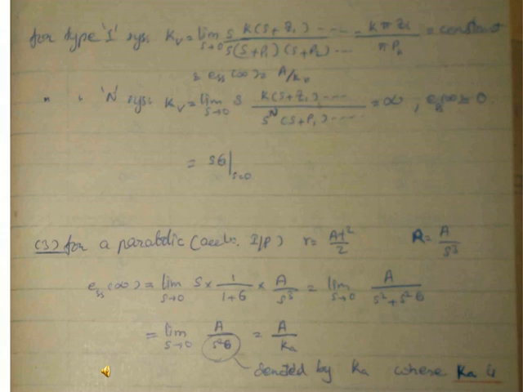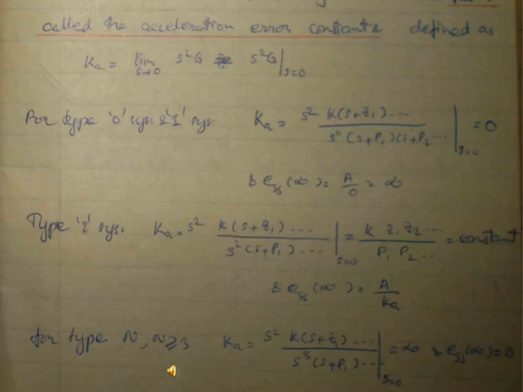So K_a is called the acceleration error constant. It can be defined as K_a equal to the limit as s approaches 0 of s squared G. In this case we insert s equal to 0.